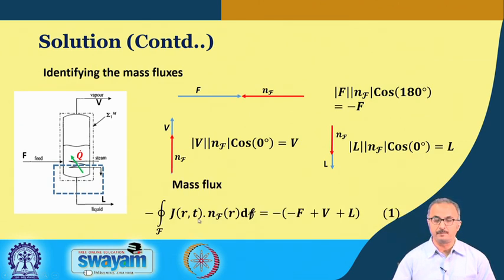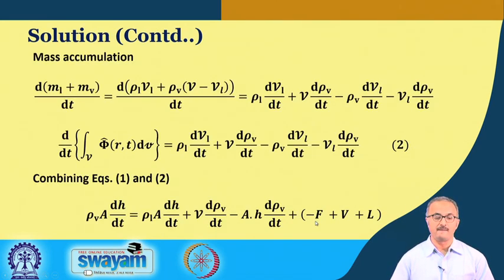Now, the mass flux can be written by taking the sign into consideration. So, this is minus F plus V plus L, with a negative outside. So, it becomes F minus V minus L.